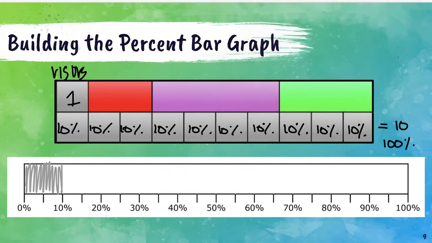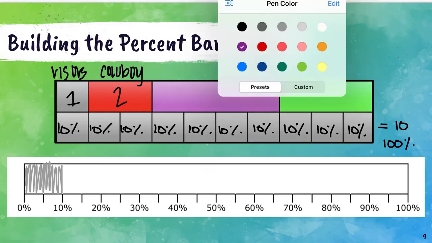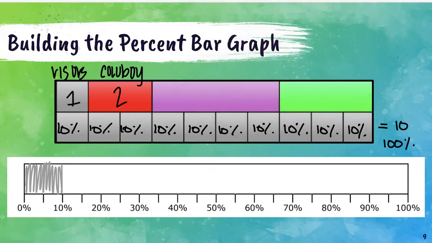Well, now the next part represents 20%, and that's our cowboy hats, because we had 2 out of our 10. So I'm going to use red. And if cowboy hats represent 20%, I'm actually going to have to build that on top of the 10% I already have. So I will go from 10% all the way to 30%, because that represents the 20% that we have of cowboy hats.